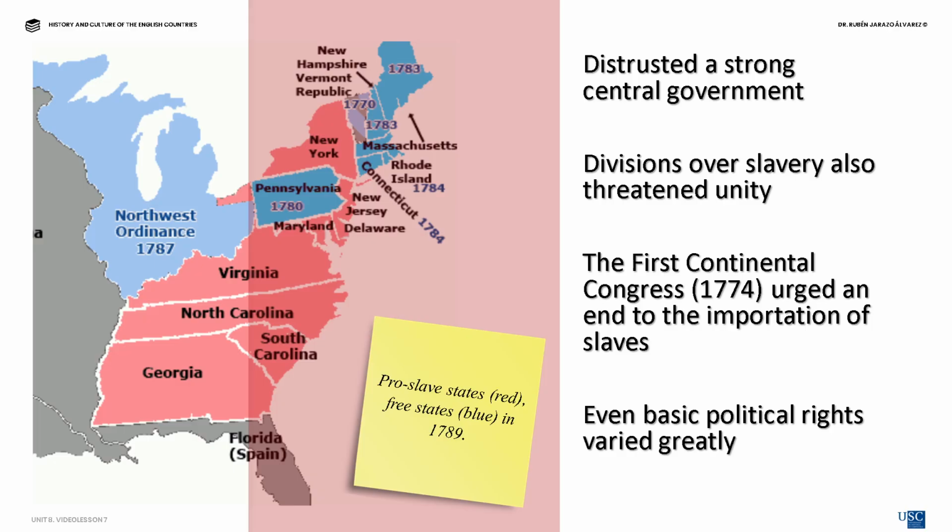Many Americans, having just cast off a king, distrusted a strong central government. Divisions over slavery also threatened unity. The First Continental Congress in 1774 urged an end to the importation of enslaved people, a call many northern states heeded, though no state south of Pennsylvania abolished slavery at that time. Even basic political rights varied. New Jersey's 1776 Constitution enfranchised all inhabitants, meeting property and residence requirements, which in practice meant some unmarried women voted, since married women generally could not own property in their own name.